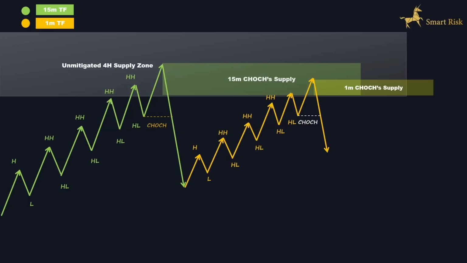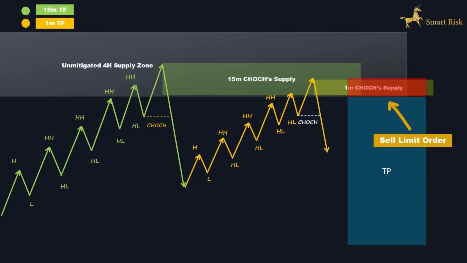Once the change of character is confirmed in the 1-minute time frame, our next course of action is to identify the order block generated by CHOCH's wave in the 1-minute time frame. Subsequently, we place a sell limit order at the lowest point of the zone, with a stop loss set a few pips above the highest point of the zone. As for the take profit, we have the option to target the unmitigated demand zone on the higher time frame like 15 minutes or 1 hour, or the swing low of the current time frame. These steps will help us execute an entry with a well-defined risk-reward ratio.